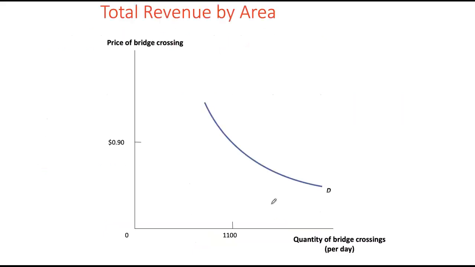Here I have a diagram for a demand curve, which is giving you a total revenue of $990. How are we calculating revenue? It's simply price times quantity. At a price of 90 cents, we're selling 1100 units in this market and our total revenue is 990.